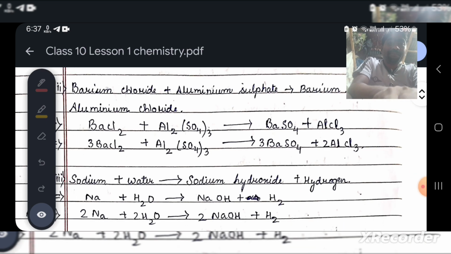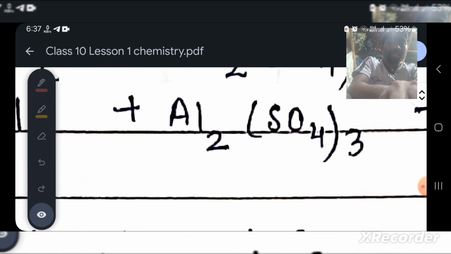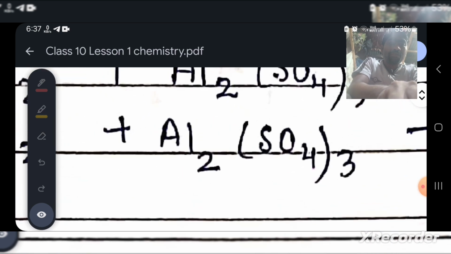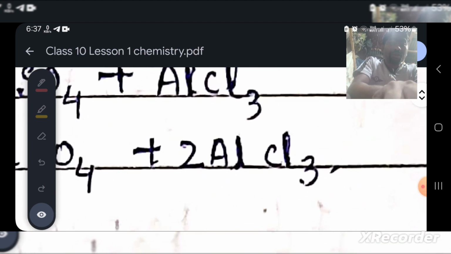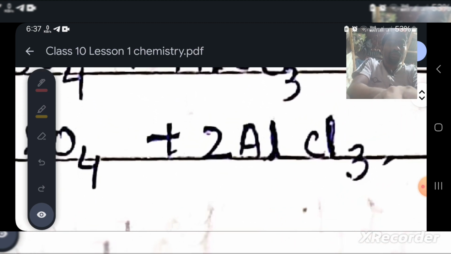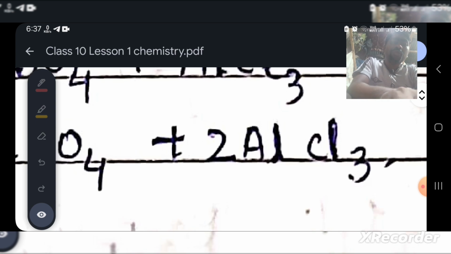Achha, done. So both sides 3 barium is there. Now come to this Al2. How many aluminum is there? 2 aluminum is there. Look here. When we are balancing this chlorine, we have put this 2 here. So this side also aluminum, how many become? 2 aluminum become automatically.